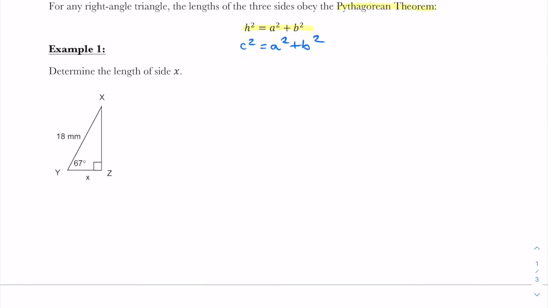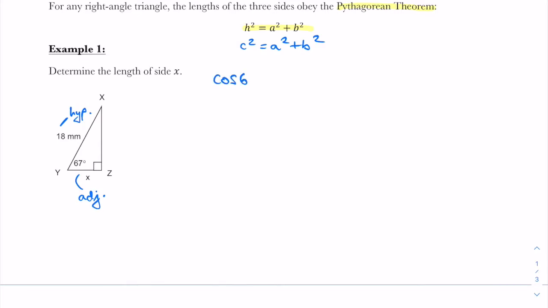For the right-angled triangle shown, we want to determine the length of side x. So consider that we're given angle y, which is equivalent to 67 degrees. Relative to the angle provided, x would represent the adjacent side, and the 18 millimeters is the hypotenuse because it's opposite the 90-degree angle. Which of the three ratios has a and h? It would be the cosine ratio.